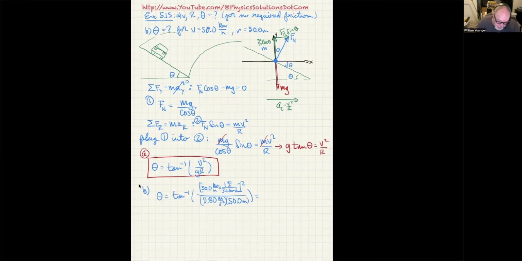So 50 divided by 3.6 gives me 13.89 meters per second. Now I've got to square that. So that's 192.9, what 50 divided by 3.6 is squared. Now I'm going to divide that quantity by parentheses 9.8 times 50, close parentheses, and that gives me the inverse tangent of 0.3937, and that's no units.